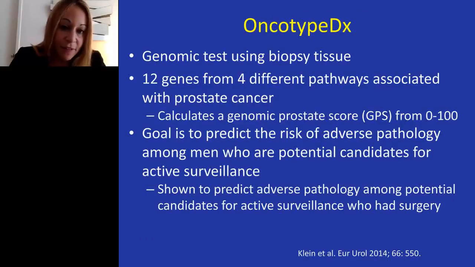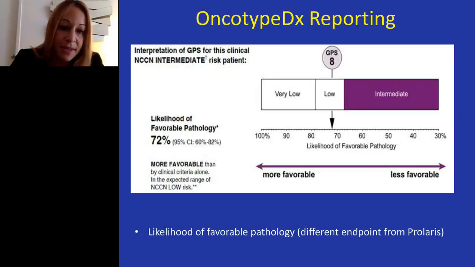A similar test, but using different genomic markers, is called Oncotype DX. As with Prolaris, you send the biopsy tissue to the company and they check for a totally different set of genes from 4 pathways involved with prostate cancer to predict the risk of adverse pathology. And as with Prolaris, this can help to further risk classify patients beyond those tests that I just mentioned, the PSA, the digital prostate exam, and the Gleason score. So this is what the report looks like for Oncotype DX. It tells you the risk that you will have favorable or unfavorable pathology in this patient. So if this score shows that there's a great chance that the pathology is favorable, then that patient may want to choose active surveillance. So a little bit of a different type of reporting than Prolaris, but both of them with the goal of giving the patient more information to help decide whether to have treatment or not.